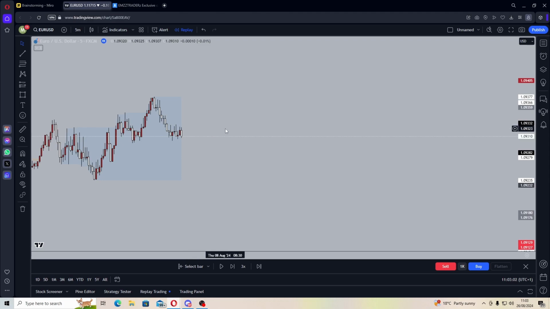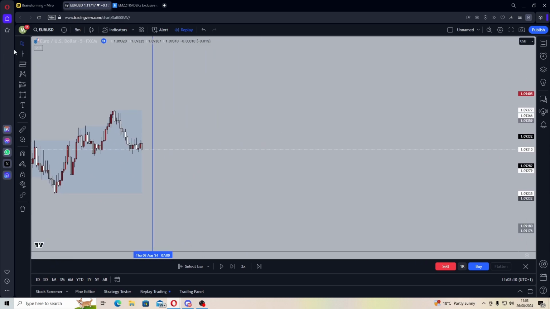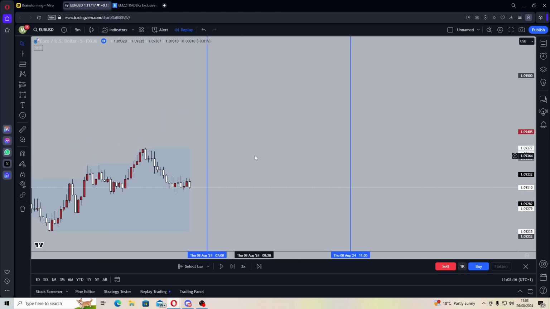We're going to be doing the exact same thing that we did in the other example. First of all, we need to mark out our time zone from 7 until 11. This is going to be the area where we're only taking trades. We won't be taking trades out of this space right here.